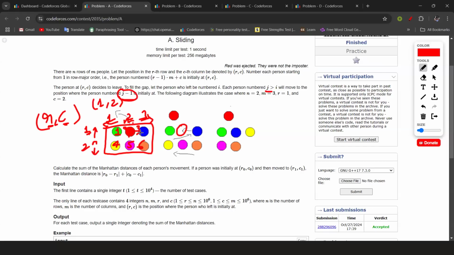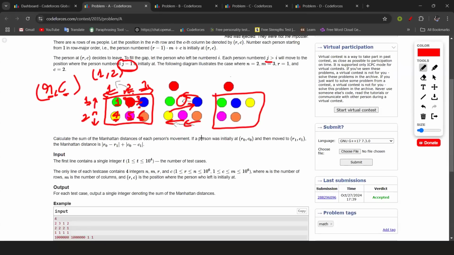So person number 3 would move to the position of person number 2, so he would move here. Person number 4 would move to the position of person number 3, so he moves here. Person number 5 moves to the position of person number 4, so he moves here. Person number 6 moves to the position of person number 5, so this person would move here. After the movement, this is the resultant. And now we need to find, okay, so every person has some movement.